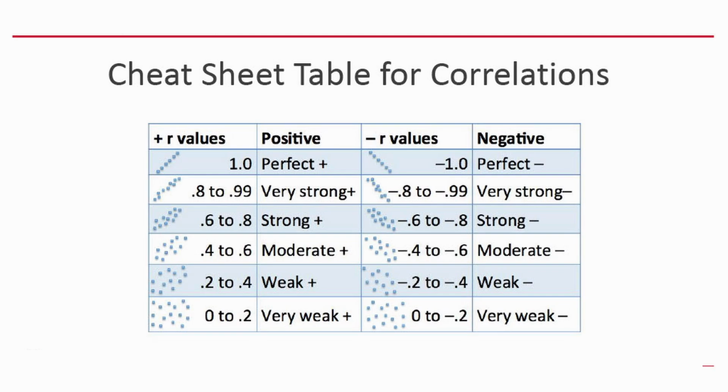Next, 0.8 to 0.99, very strong, 0.6 to 0.8, strong. Then it goes down to 0.2 to 0.4, weak, and 0 to 0.2, very weak. And then on the right-hand side are the analogous graphs and correlation coefficients for negative ones.